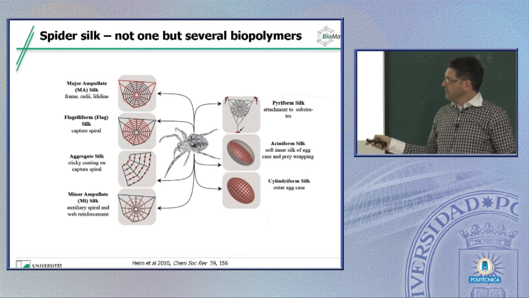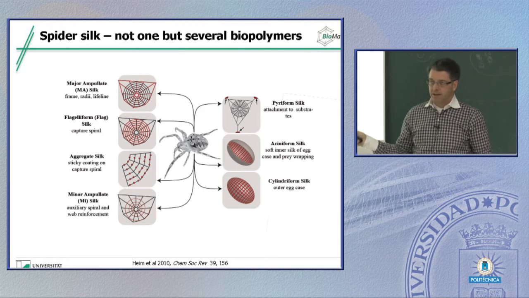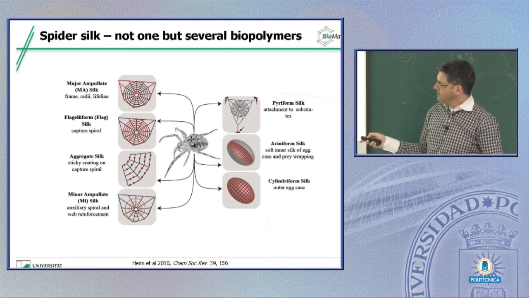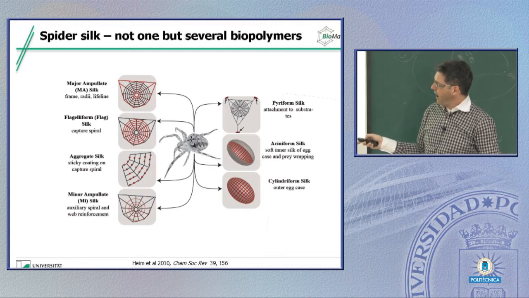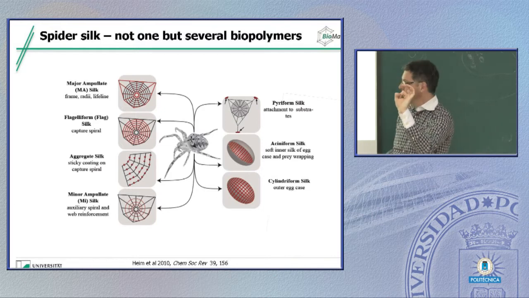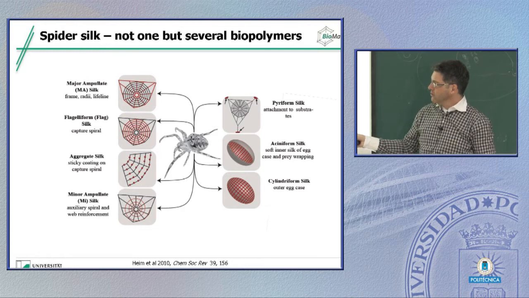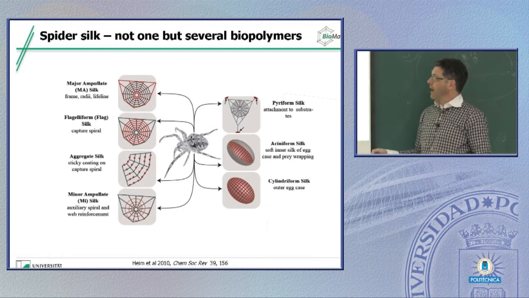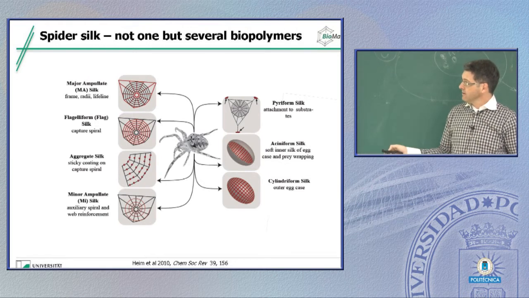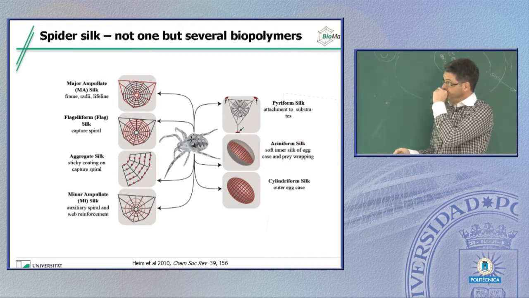Then we have sort of a supporting silk, which comes from the minor ampollate. So it looks pretty much like the major ampollate, but the gland is just smaller. It makes sort of an auxiliary spiral. We have seen such spiders sometimes sitting in the middle of a web, on that sort of hub, and it's also used for reinforcement and stabilizing the web, and sometimes it just comes together with the major ampollate silk. So these two are closely related, also in terms of mechanical properties.